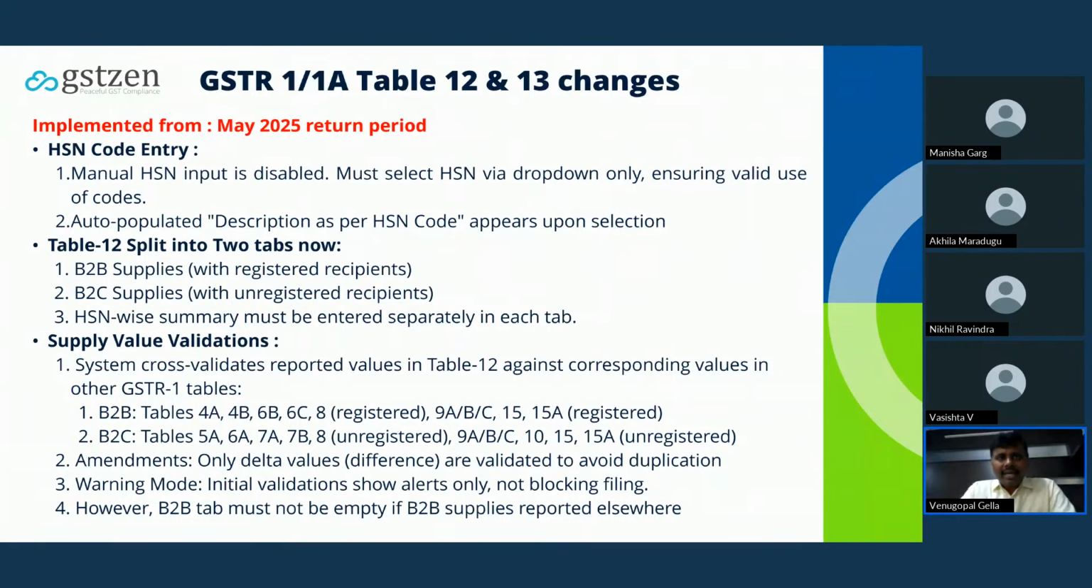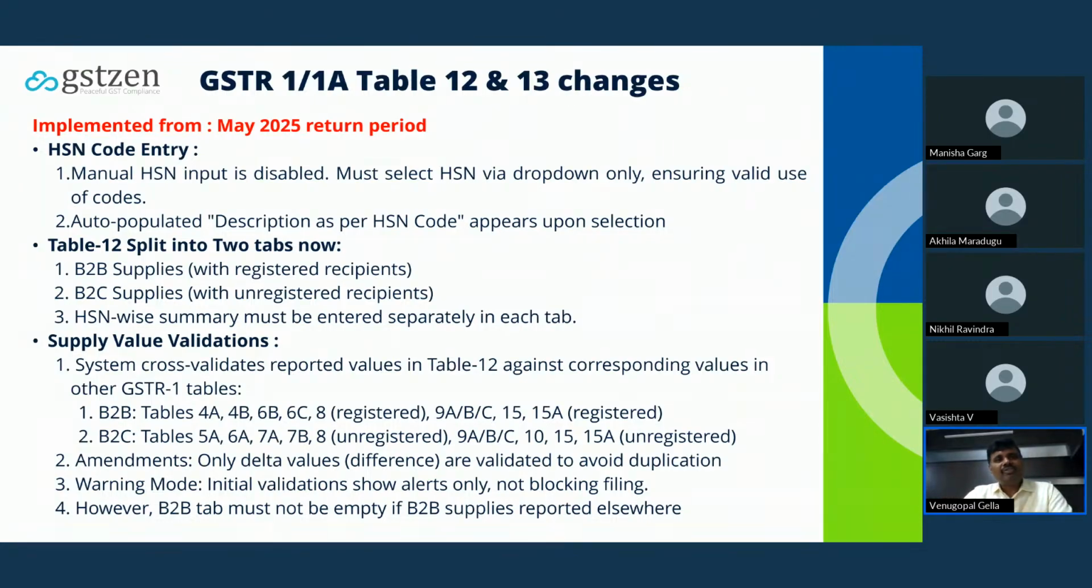Next, when we are talking about amendments, what gets reported in 12 is the delta. That means the difference. Originally, I have reported a turnover of 1 lakh. Later, I have amended the invoice to 1,20,000. So only the 20,000 delta differential value has to be reported in B2B. Sometimes the value may go down, and the differential value has to be reported.